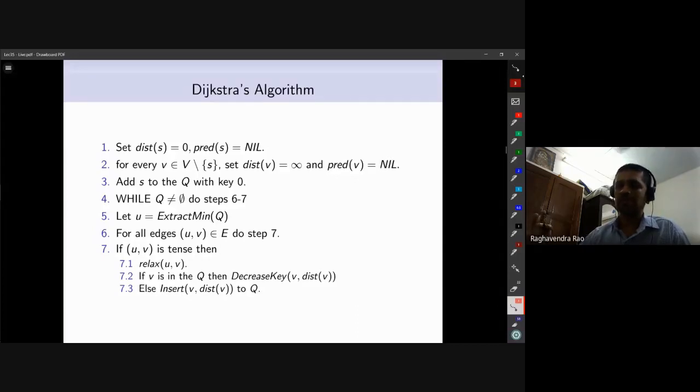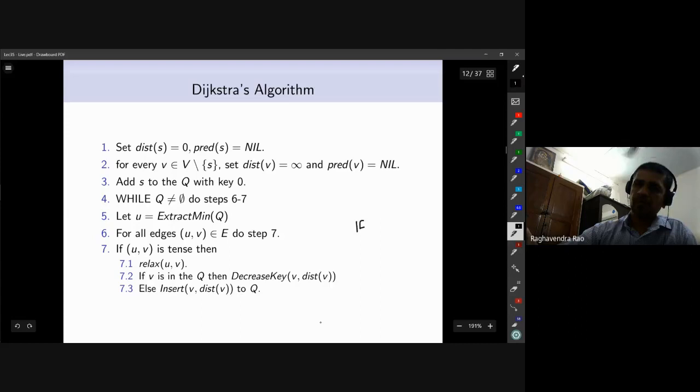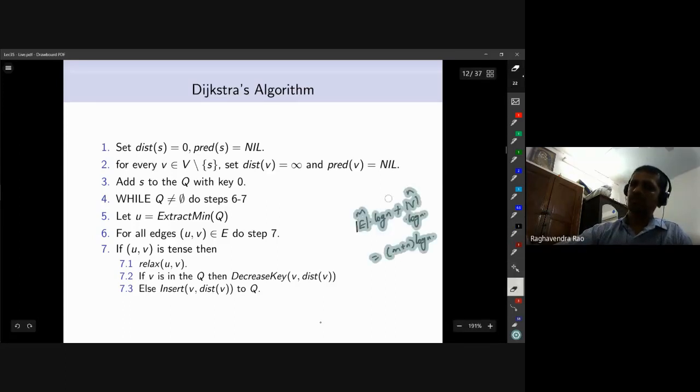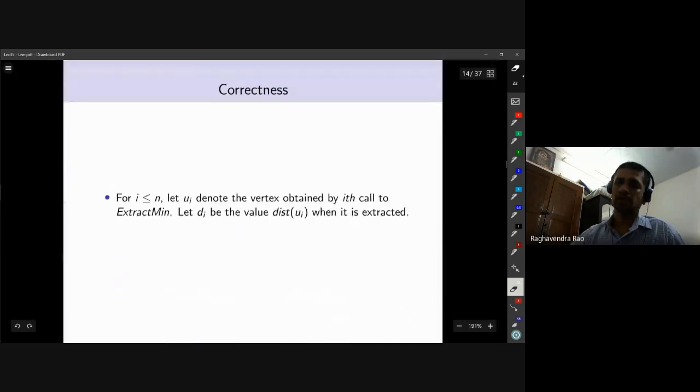So roughly the complexity is going to be size of E into, so decrease key, I'm assuming it will take log n, so log n, plus size of V into log n. Size of V is n, size of E is m, so it's basically m plus n log n. That's going to be the complexity. We'll write this precisely later. Now we'll move on to the proof of correctness of this algorithm.